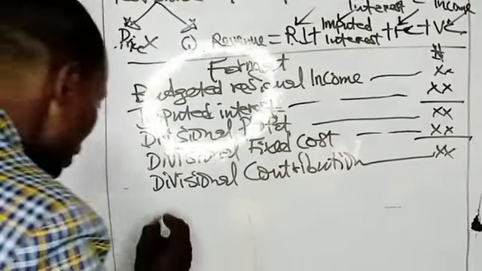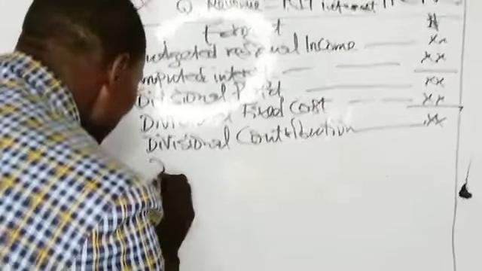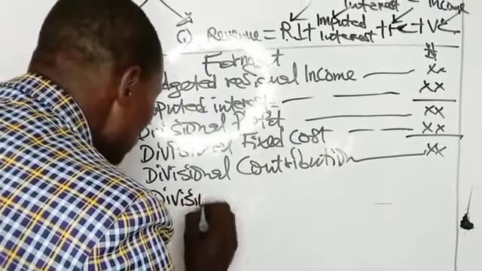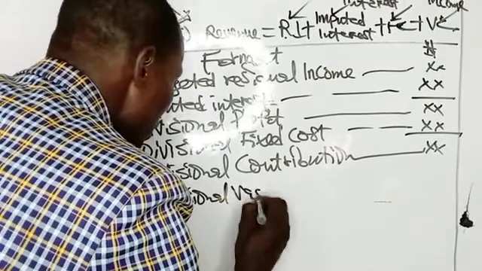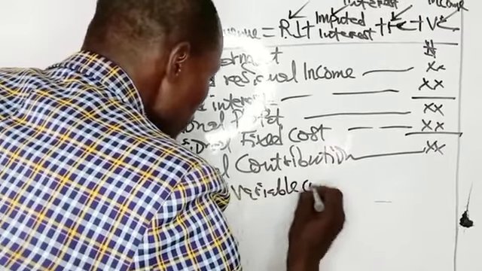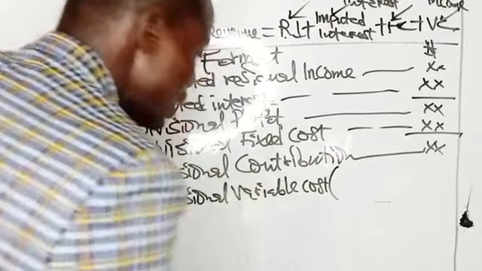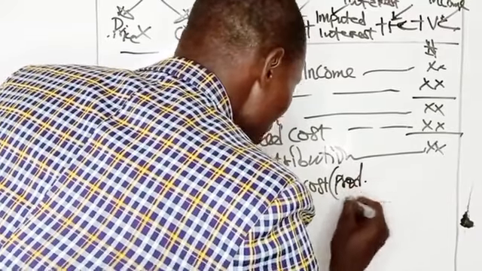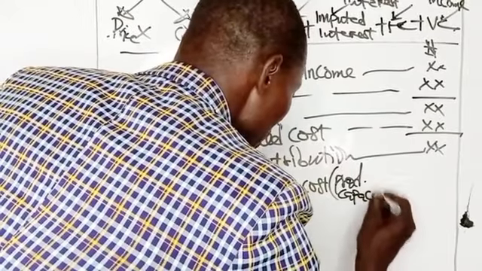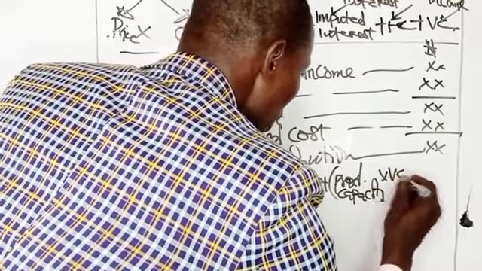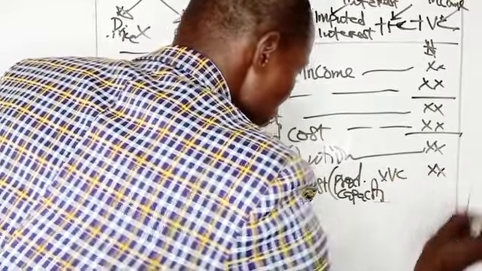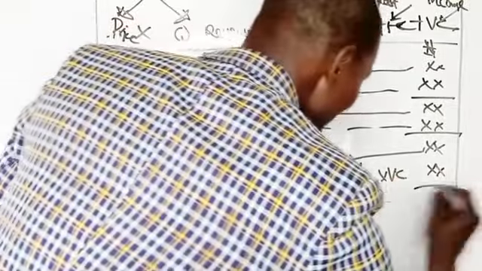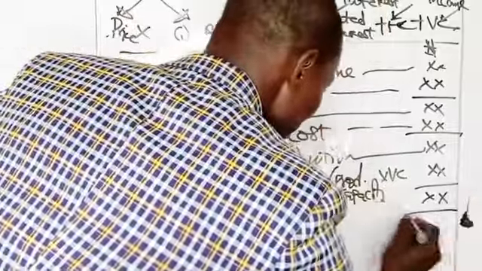We have considered the fixed cost. Then we add the variable cost. You add divisional variable cost, which will be your production capacity times variable cost per unit. By the time you add that, you get divisional revenue.